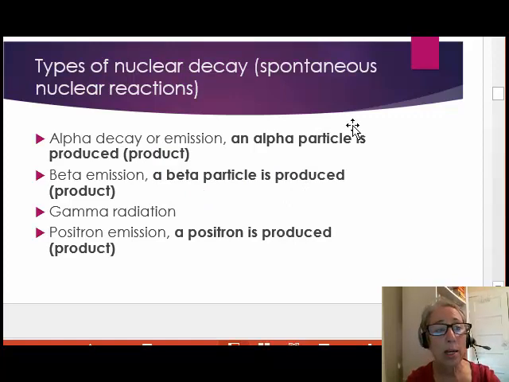For example, to write an alpha decay or emission equation, an alpha particle is produced, so that will always be written on the right-hand side. Likewise, in beta emission, a beta particle is always produced, so that will be written on the right-hand side of the arrow. If gamma radiation is produced, that will be written on the right-hand side of the arrow, and if a positron is emitted, then the positron symbol will be written on the right-hand side of the arrow.